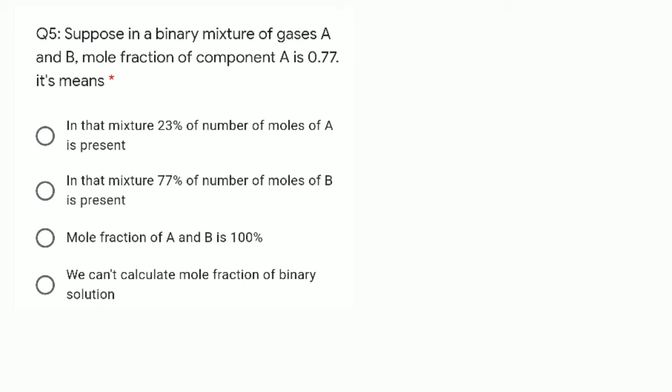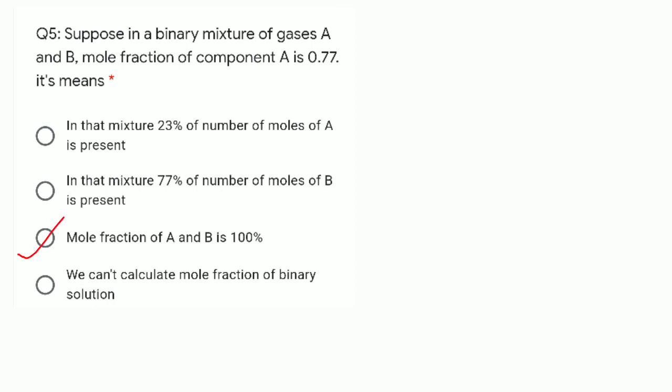So the first option is that in that mixture 23% of the number of moles of A is present. It is not correct because we already know that 77% of component A will be present. Option B is also not correct because 77% of B is not present, actually 23% of B is present. And option C is what? Mole fraction of A and B is 100%.